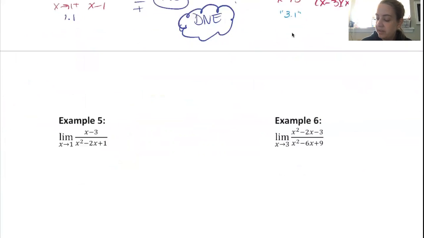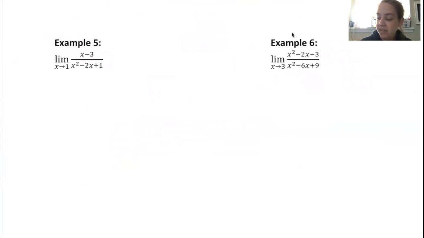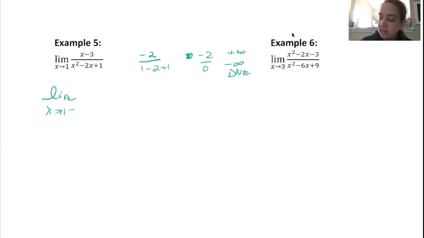Two more examples. Example 5. You're tired of me saying it, but with every single one of these, you have to put 1 in. So 1 minus 3 is a -2. In the denominator, that's a 1 minus a 2 plus a 1. This is -2 over 0. Again, that tells me positive infinity, negative infinity, or does not exist. We're going to find the limit as x approaches 1 from the left, and the limit as x approaches 1 from the right.